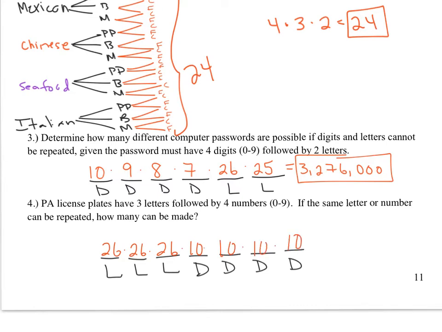Now you could type that in your calculator the way it is, or you can do 26 cubed times 10 to the 4th, just a little bit of a shortcut. So for your final answer, you get 175,760,000.